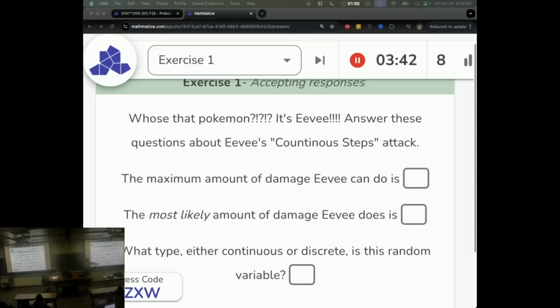And last but not least, we've mentioned this a couple times, there are continuous and discrete random variables. We haven't told you the actual definition yet, so we're kind of going on vibes here. Do you think Eevee's attack, let me put Eevee back up just for 1 second so we can see it. Do we think Eevee's attack is a continuous random variable or a discrete random variable? We've talked about it a few times. I won't say any more hints right now. You do you and tell me what you think it is.